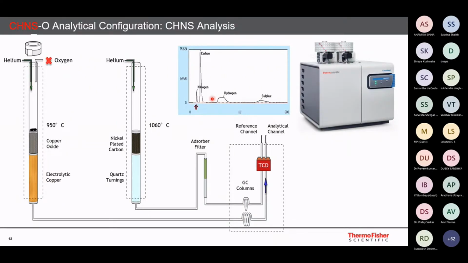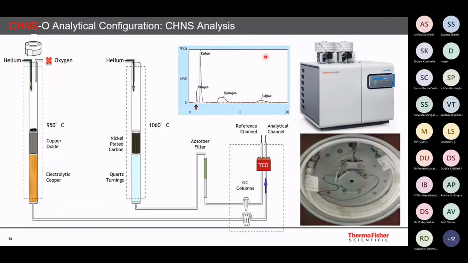In this typical chromatogram, you can see that the first peak is nitrogen. We call it CHNS, but the elution order is nitrogen first, then carbon, then hydrogen, and then sulfur. This is our pre-packed GC column. Again, the GC column is non-consumable. And an important thing is that the TCD detector warranty is also 15 years.